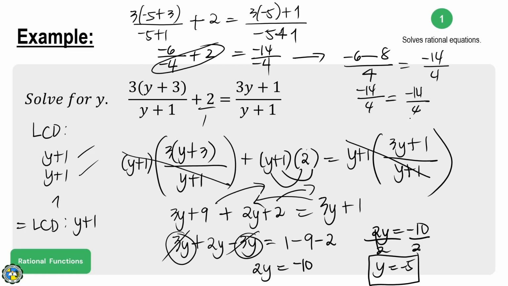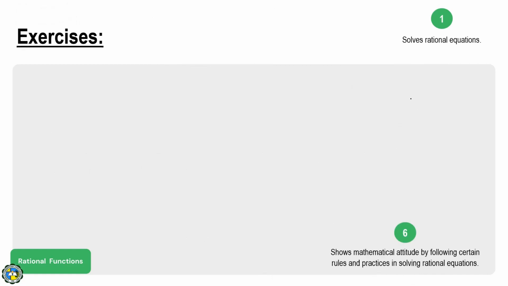But remember, mayroon pa tong lowest term, no? Much better, no, na i-lowest term natin. They are both divisible by 2. So, our final answer is negative 7 halves equals negative 7 halves. So, ayun po. Correct pa rin naman, no? And negative 5 is really our solution to satisfy our given equation. So, I hope we really understand or come up with the correct answer. So, let's have some exercises for us, again, to achieve our 6th objective.